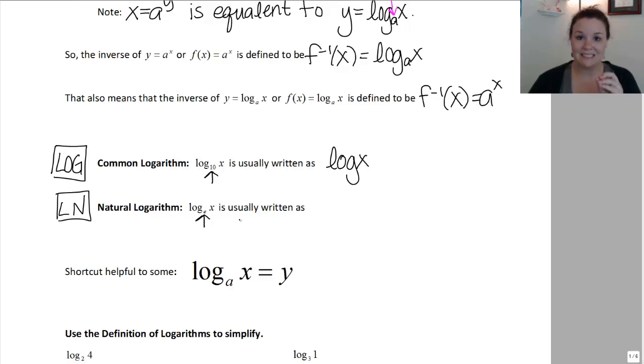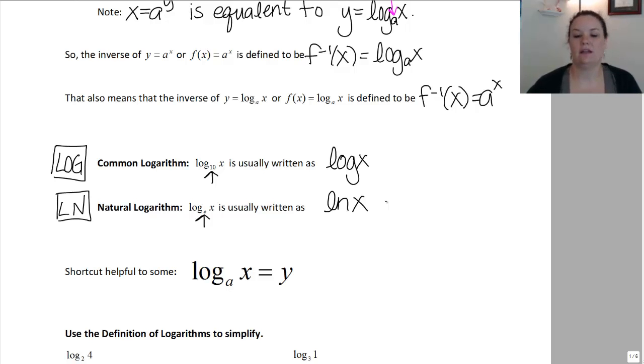When the little base is e, then we don't write it as log base e. We write it as just ln x. So when you see ln, know that ln is the same as log base e. And e is just the e button on your calculator. It's roughly 2.71 something. So we'll see both of those.